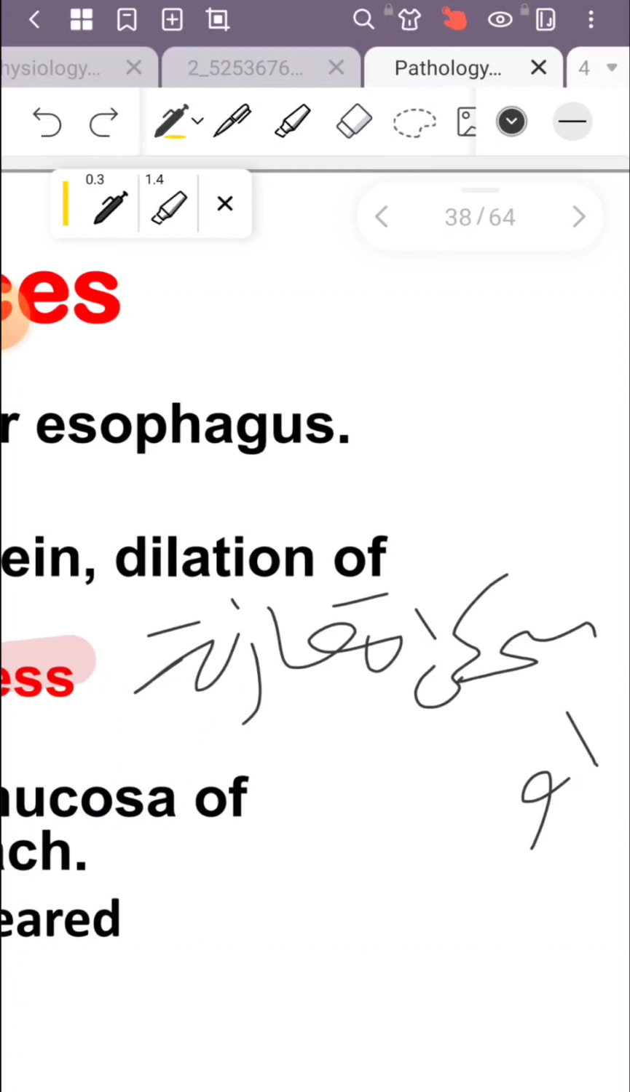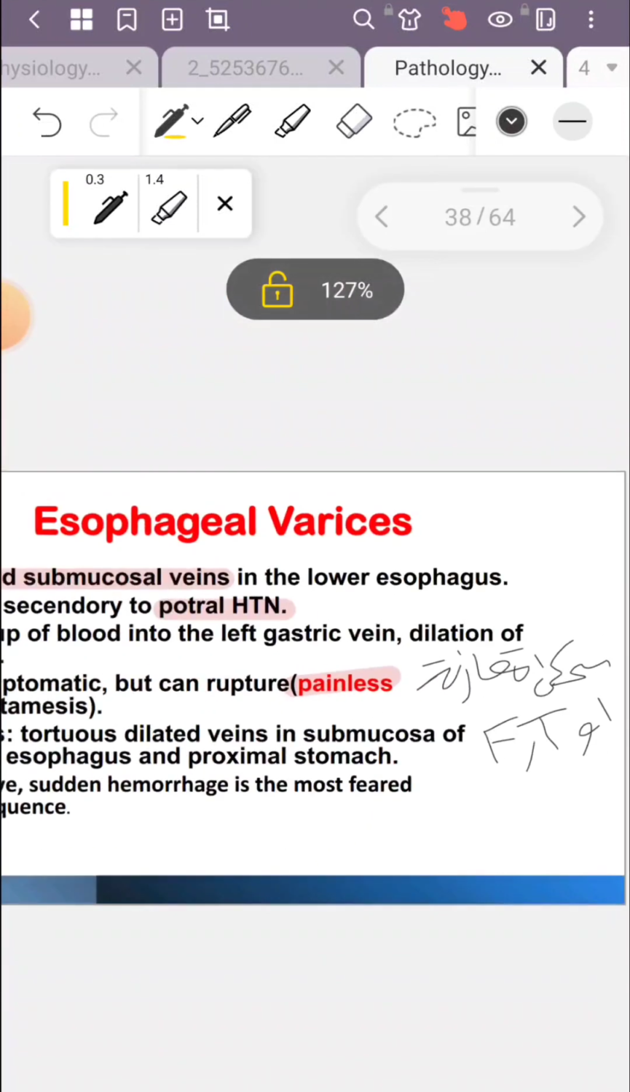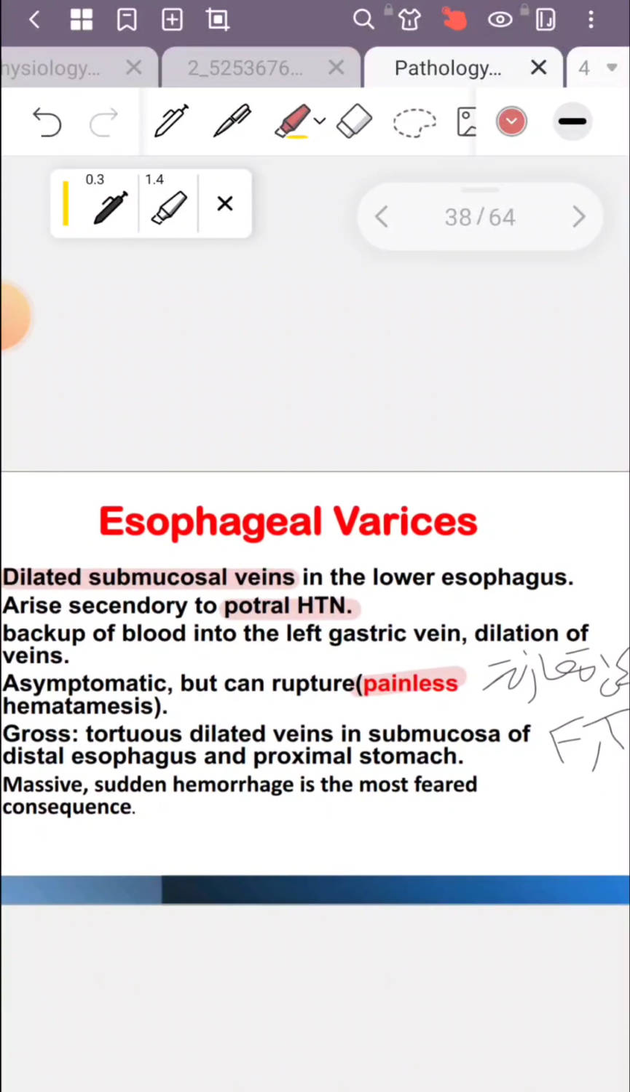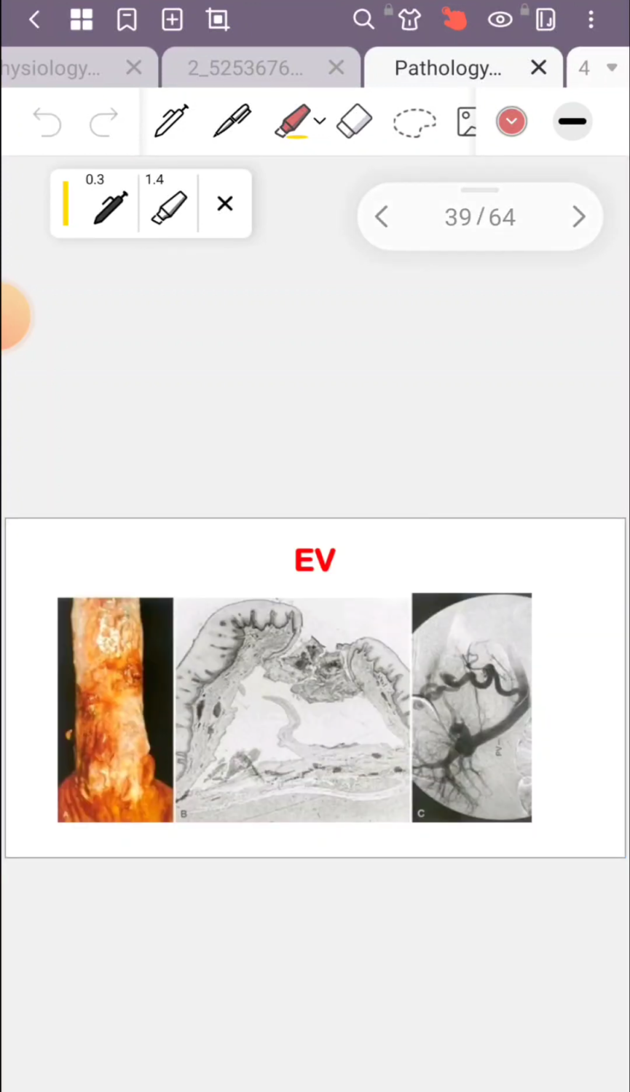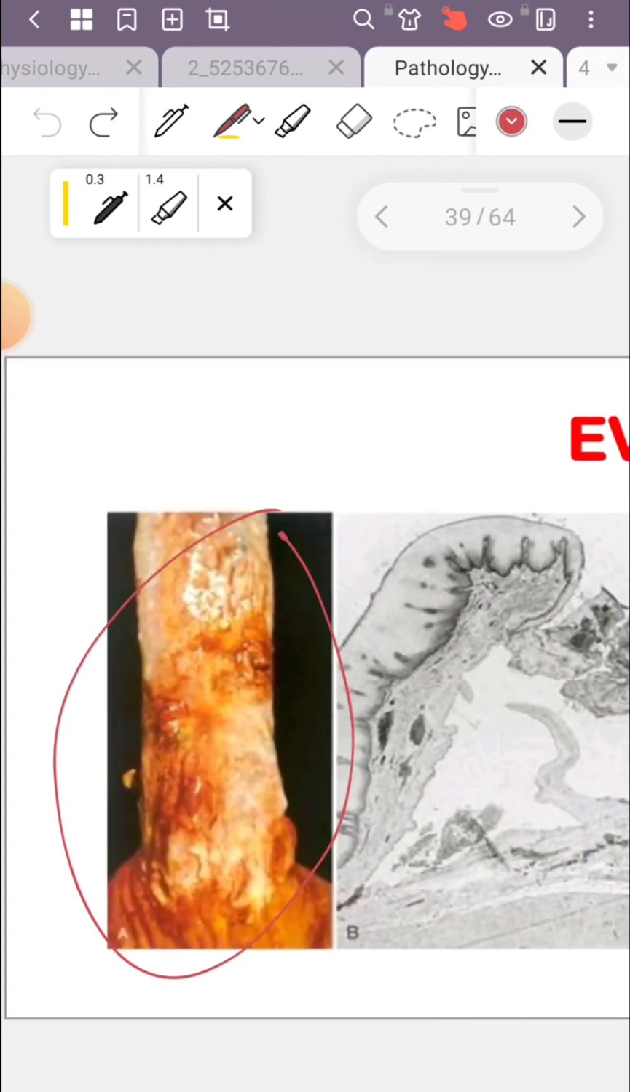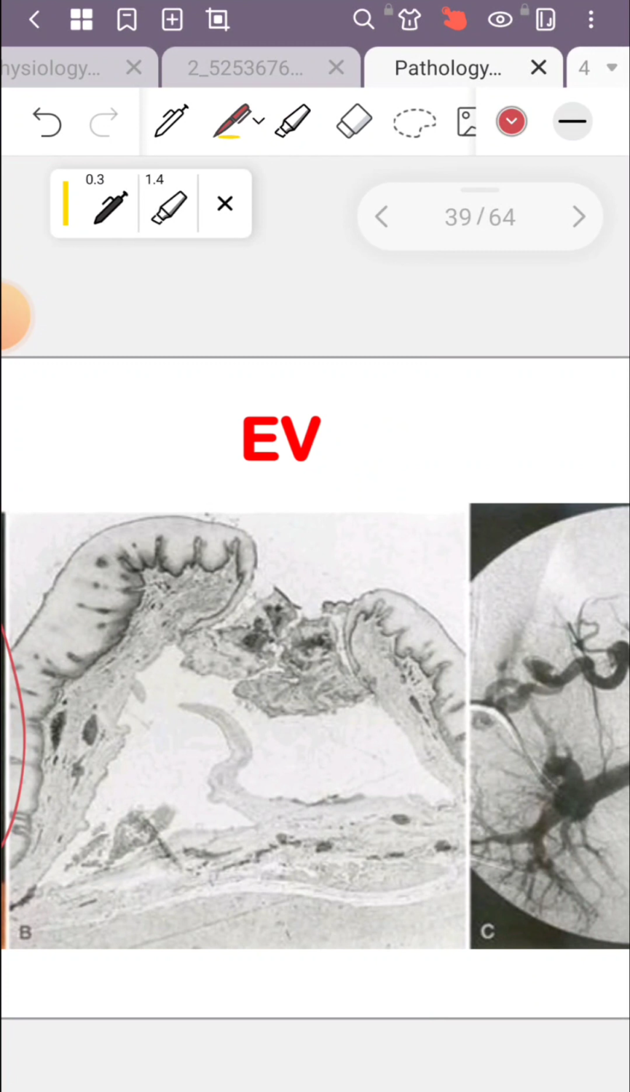Grossly or under the microscope, there are tortuously dilated submucosal veins in the distal esophagus and proximal. Okay, there will be back flow, guys. It returns from the portal circulation, where does it go? To the lower esophagus, around the umbilicus, and to the lower rectum. These are the systemic circulation. So in the lower esophagus, there are dilated submucosal veins, tortuously dilated, like a worm, or they call it worm-like. This submucosa, the blood vessels are all open, and sometimes rupture occurs.